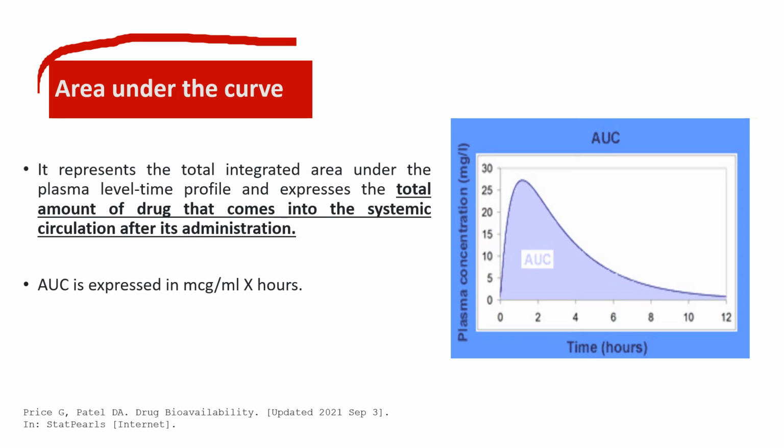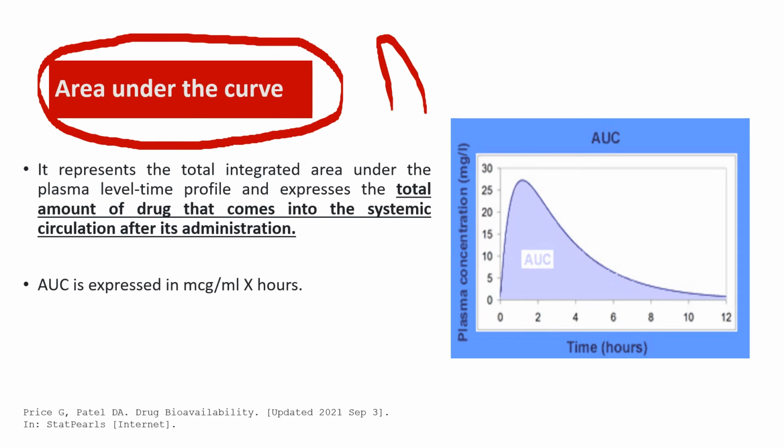So this is the third parameter that is highly important, the area under the curve. This is known as AUC, the short form, and it's very important to estimate the bioavailability of a drug. We will learn about bioavailability in our next class. Basically, it represents the total integrated area under the plasma level time profile and expresses the total amount of drug that comes to the systemic circulation after its administration. So it is the most important parameter in evaluating the bioavailability of a drug from its dosage form, as it represents the extent of absorption.